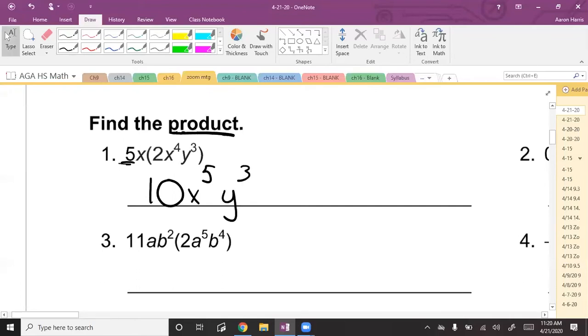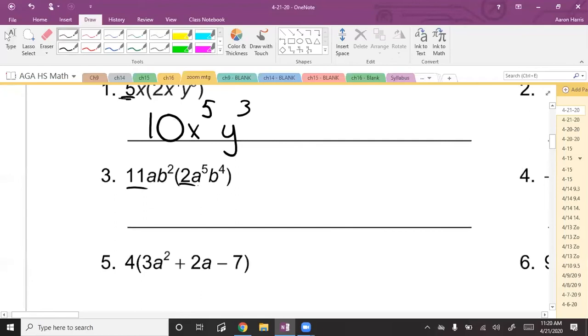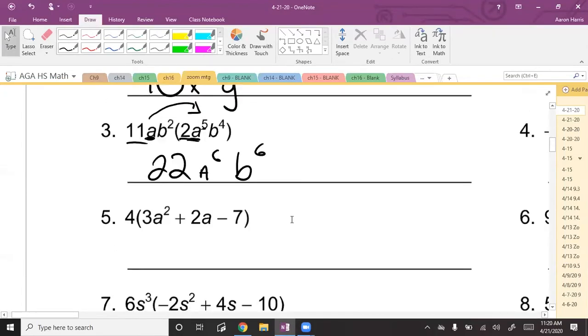Awesome job. You got one more to go. 11 and 2 is what? That's going to be 22. Good. What's a and a? That's going to be a to the 2nd power. Second? This has a 5th on it. Oh, it's 5th on there, sorry. A to the 6th power. Good. B to the what? And b to the 6th power. Good. Awesome job. You was quick and easy. I made it easy on you. That's a good job.